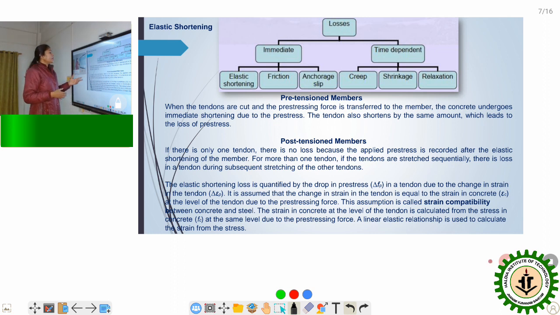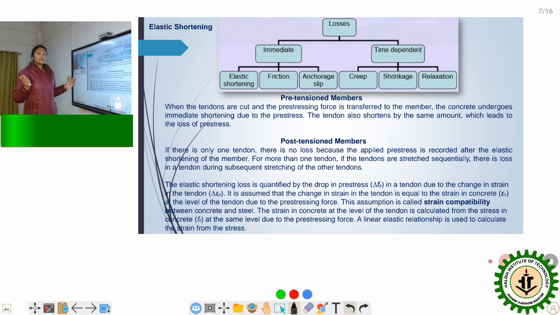Both are equally important. For cast in situ members, we go for pretension members, and for industry fabricated members, we go for post-tension members. Now, for pretension members, we will find that elastic shortening happens immediately when the jack is removed from both ends of the tendons, right?